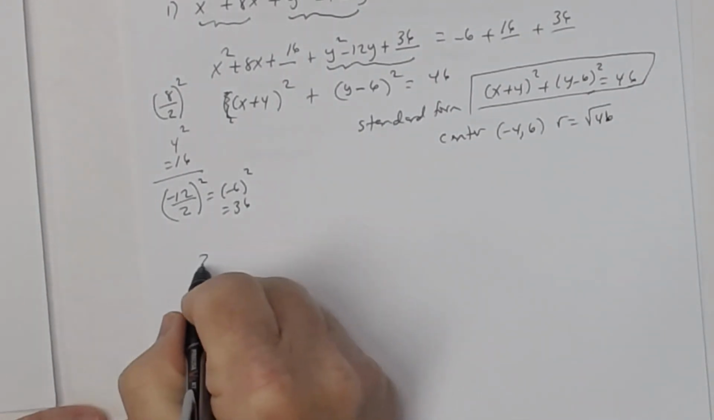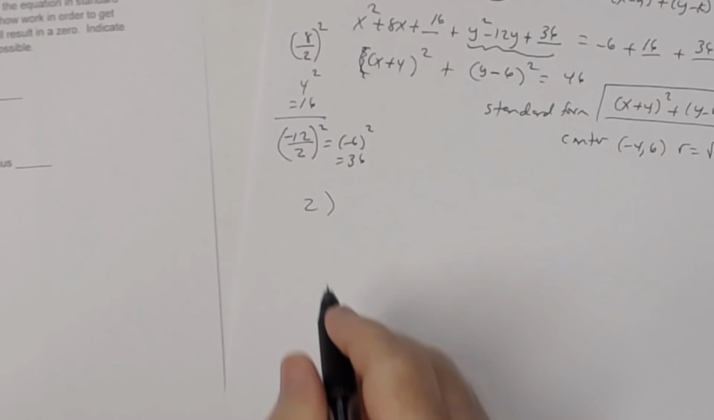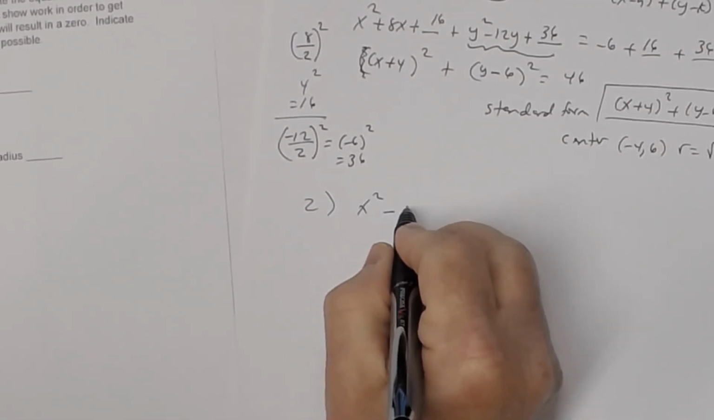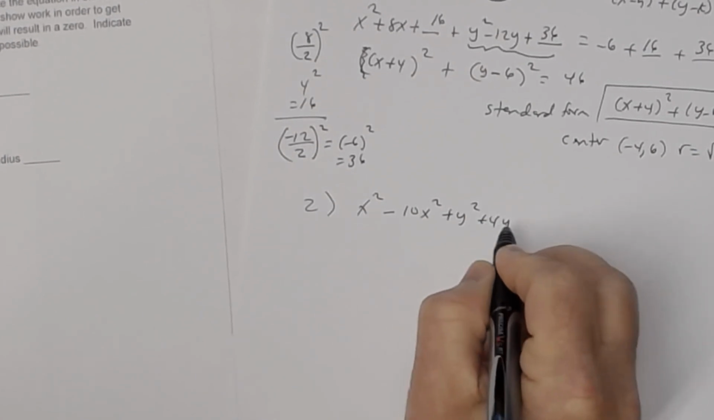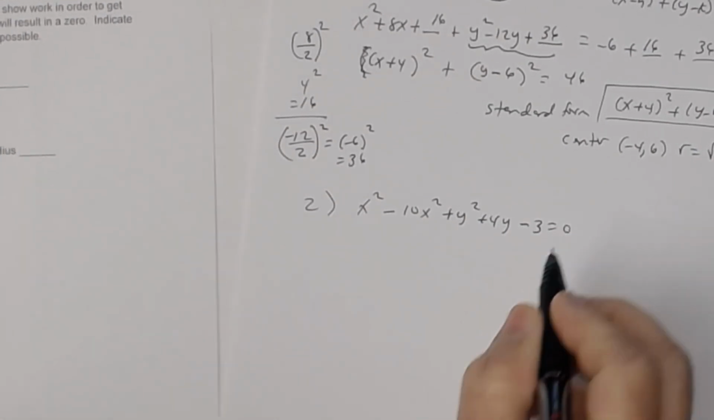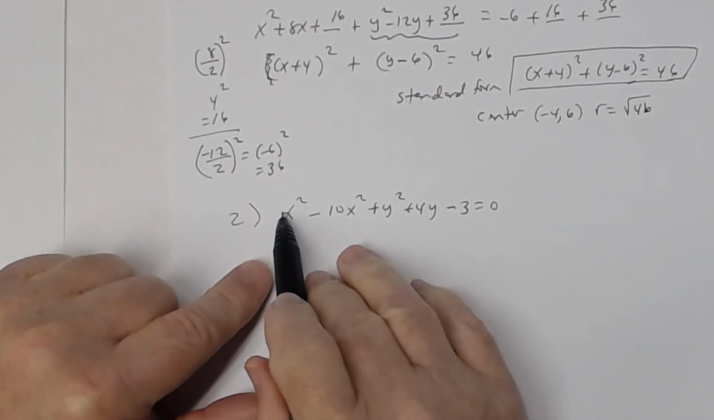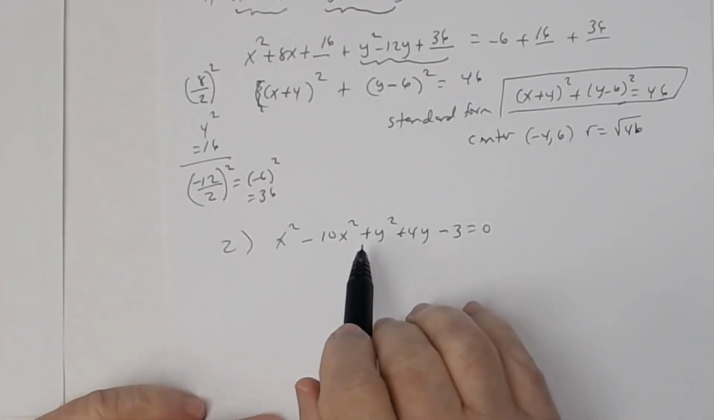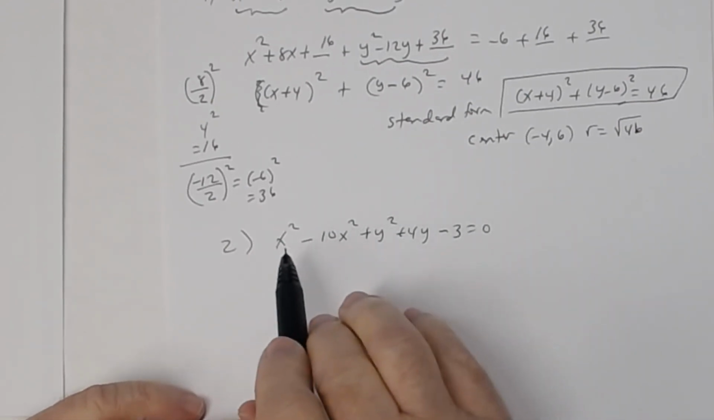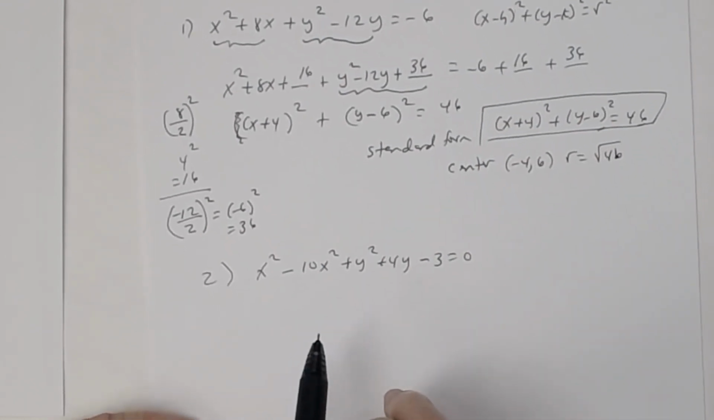Okay, let's go to number 2. Number 2, we had x squared minus 10x plus y squared plus 4y minus 3 equals 0. All right, so we have this circle, because I know it's a circle because I have that 1x squared and that 1y squared. And what I want to do is write this circle that's in general form into standard form. I've got to do that by completing the square.